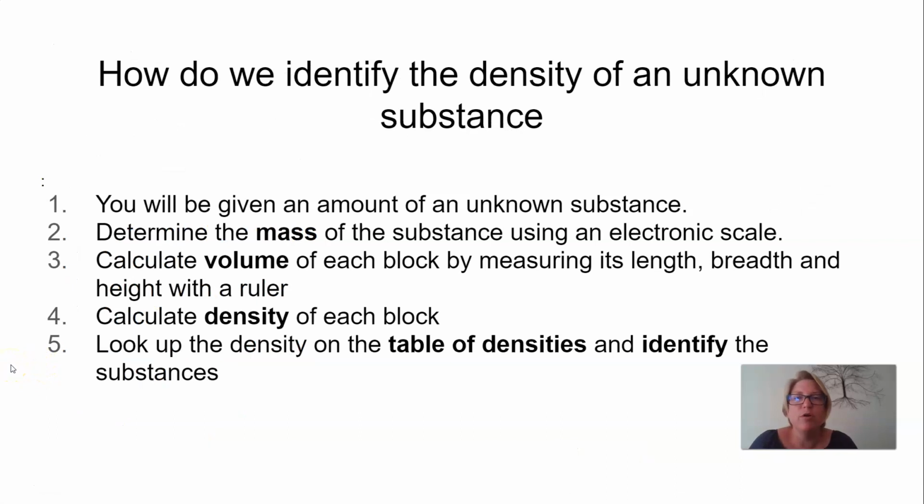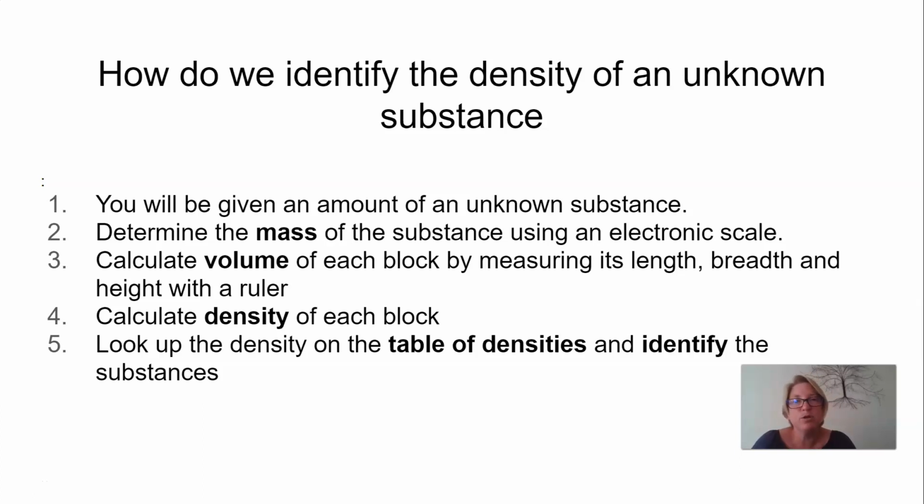So how do we go about identifying the density of an unknown substance? Well, firstly, let us say you are given an amount of an unknown substance. We're not too sure how much that is going to be, but whatever we are given, the first thing we need to do is determine the mass. Generally you'll use an electronic scale or a triple beam balance that you find back in your classrooms. Then you'll need to calculate the volume. Assuming it is a block, you can measure length times breadth times height. If it's any other shape, you can use the mathematical formulas that you've been given.